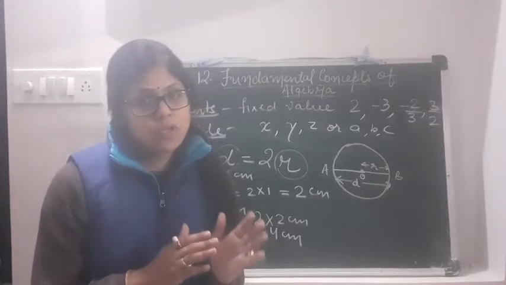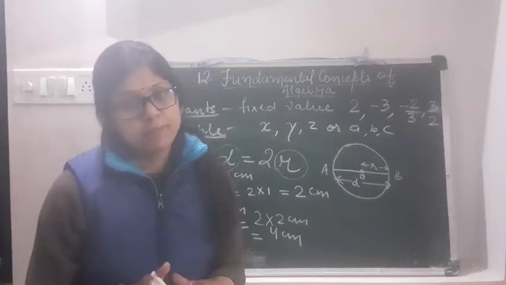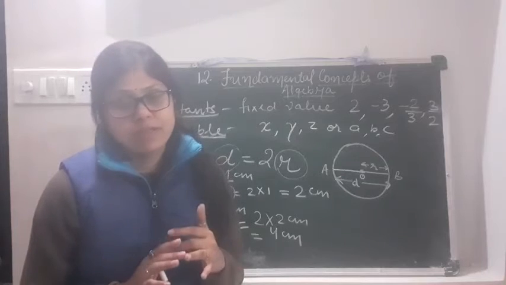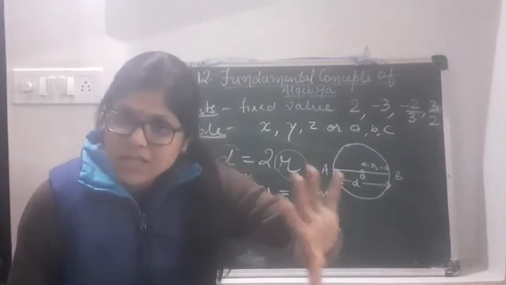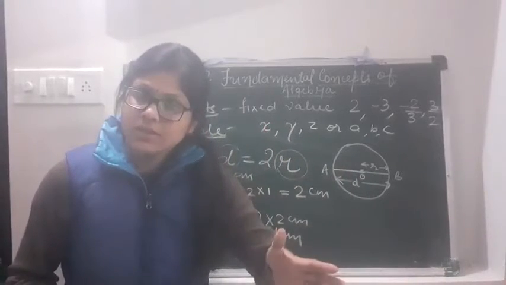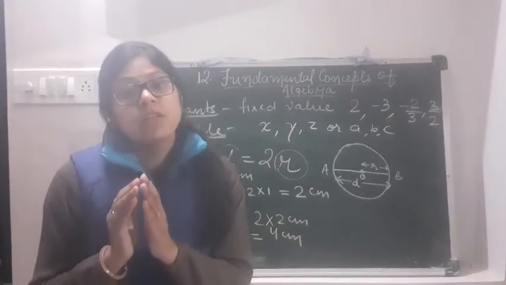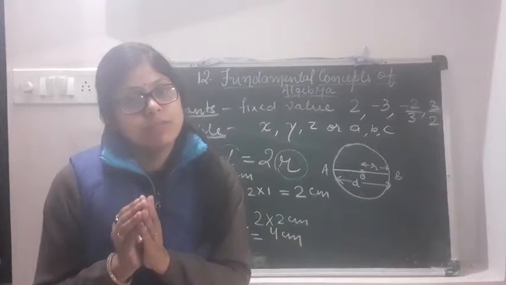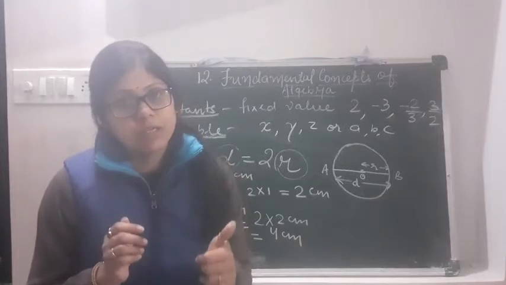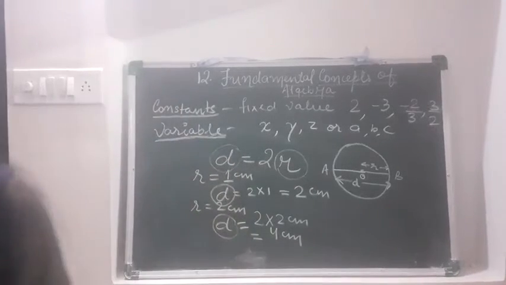Okay. So constant and variable. Clear? Constant and variable is clear. Whenever the number is written, that will be constant, and wherever the literal number is written, that will be a variable. Clear? Okay.